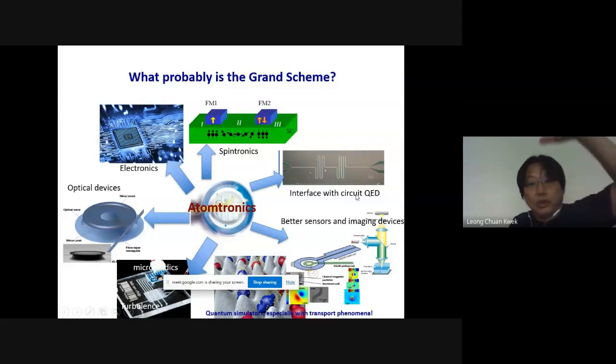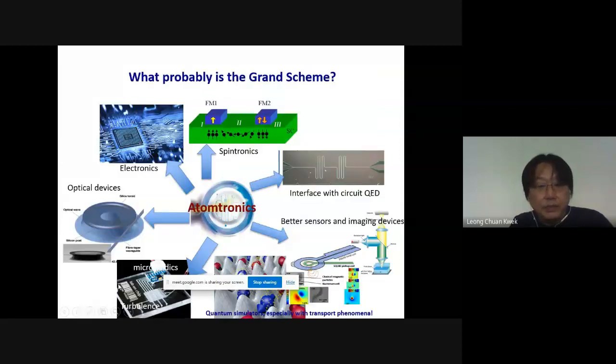After all, circuit QED is also contained in this refrigerator. So you can have Atomtronics happily interfacing with artificial atoms, real atoms with artificial atoms. And they can combine effects, and we just don't know what new synergy comes up. We could have better sensors and imaging devices. We could do simulators, and this is the area that Bill Phillips has always been interested in. We could do microfluidics, which is an emerging area, where you replace the fluid by atoms, matter waves. And we could also think of replacing some of the optical devices with atoms.